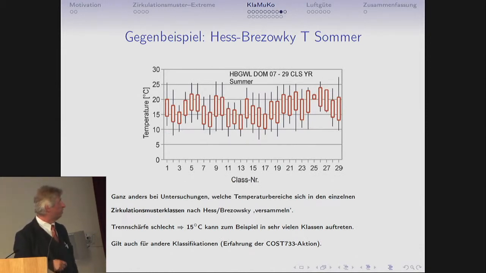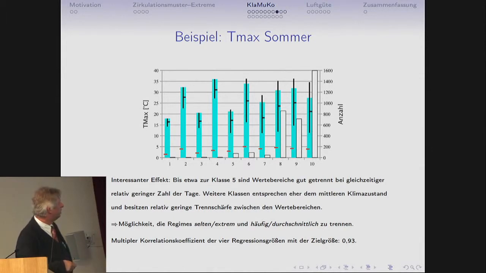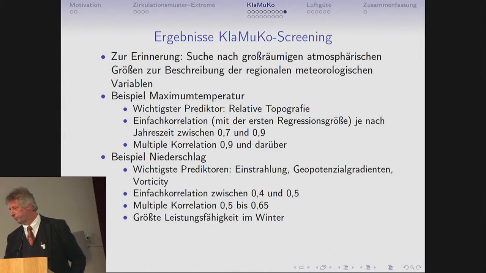Wir hatten früher schon als Gegenbeispiel die Hess-Brezowsky-Klassifikation angeguckt, diese kleinen Diagramme hier drin, das ist eine von den Wetterzirkulationsmustern. Und da hat man geguckt, welche Temperaturen an den Tagen waren, an denen das Muster Nummer 1 gewesen ist. And we looked at the temperatures that we had. This is not very nicely divided. So you can have 15 degrees, for example, in many different classes in the Hess-Brezowsky classification. With our method of classification, it's more divided. Es gibt nur relativ wenige, und die Wertebereiche sind recht gut voneinander getrennt. So the value ranges are divided amongst each other.